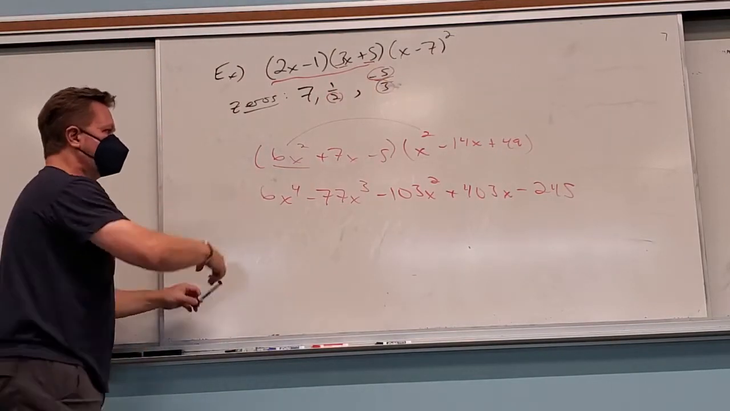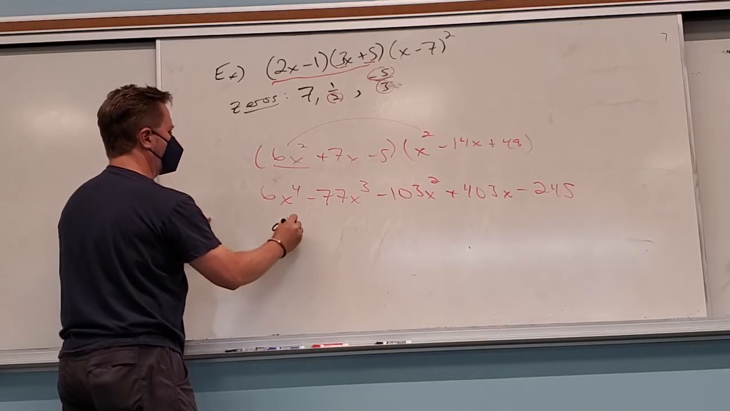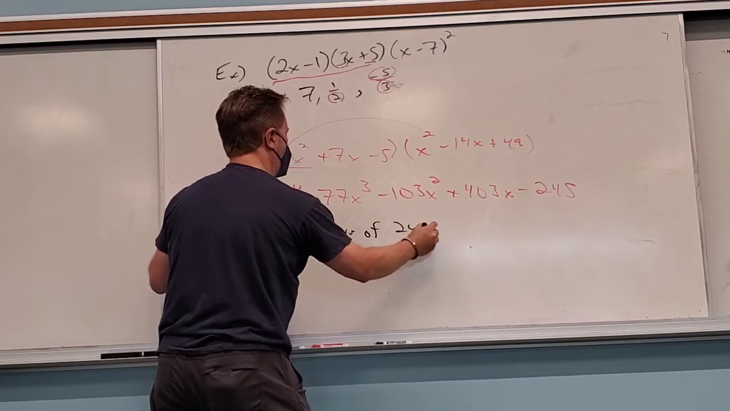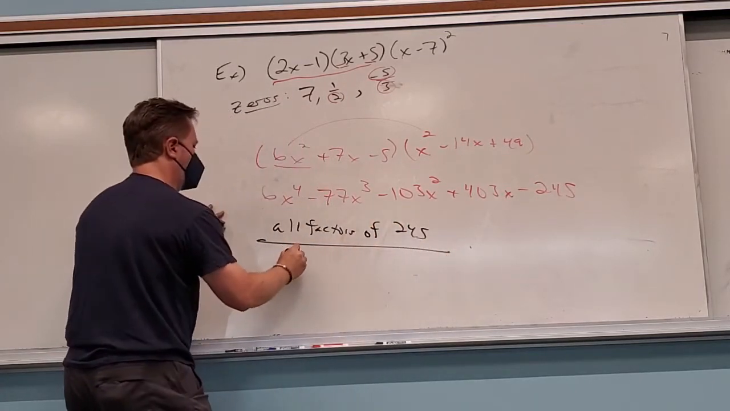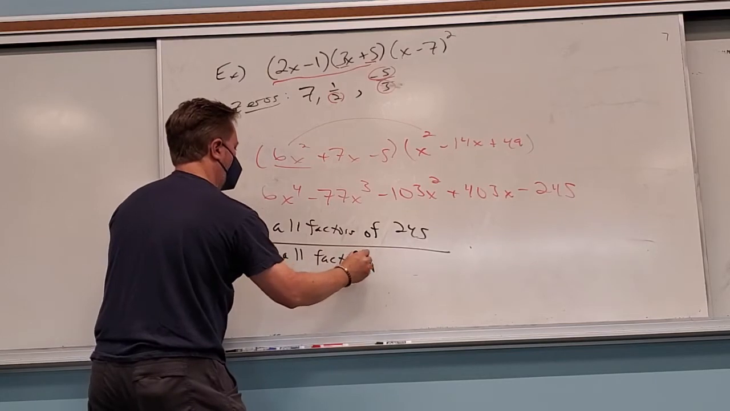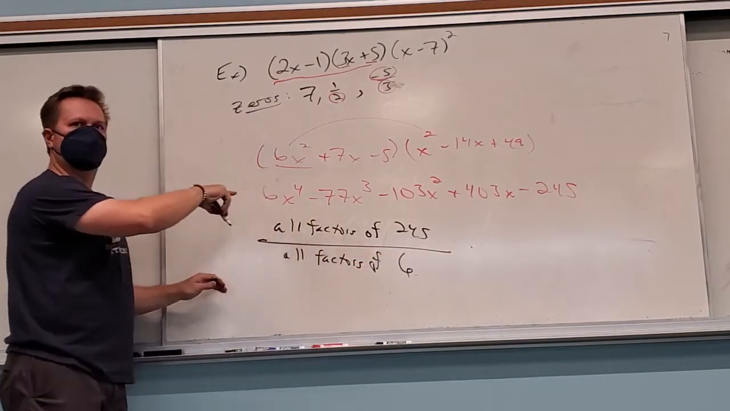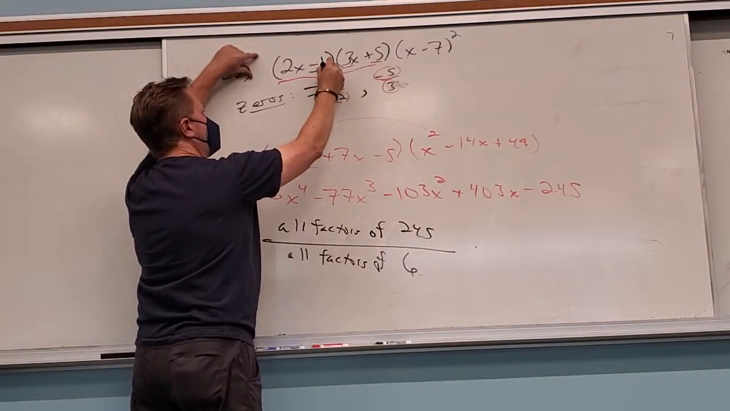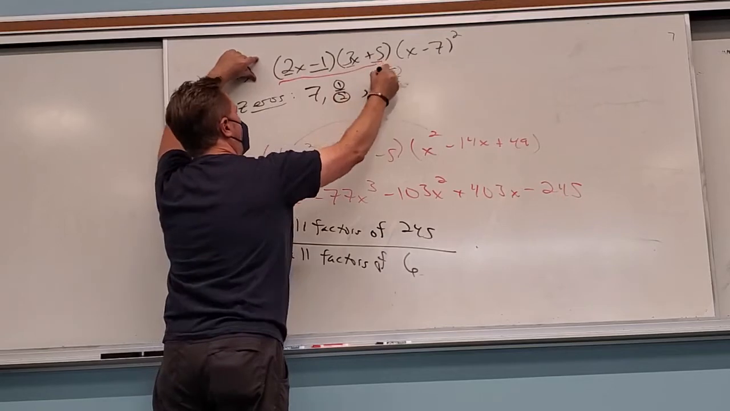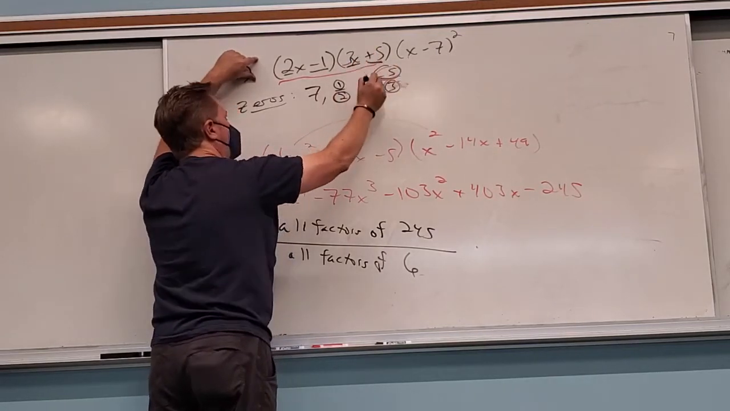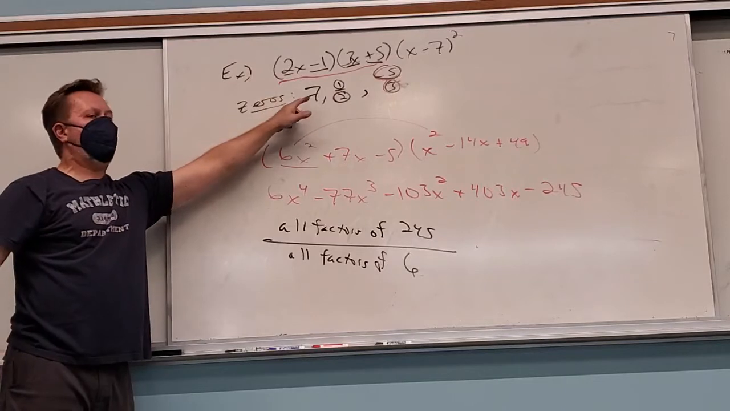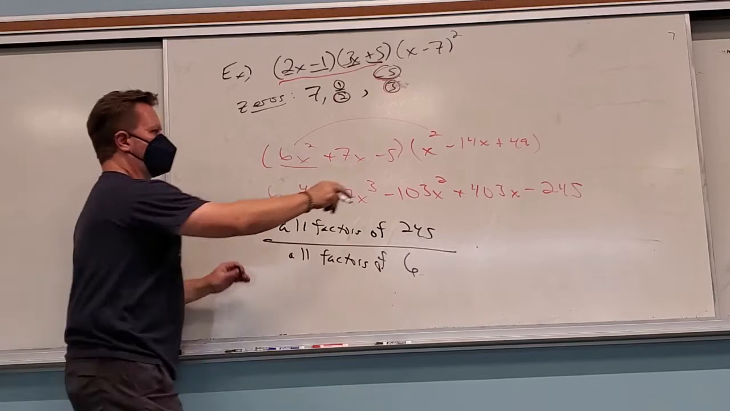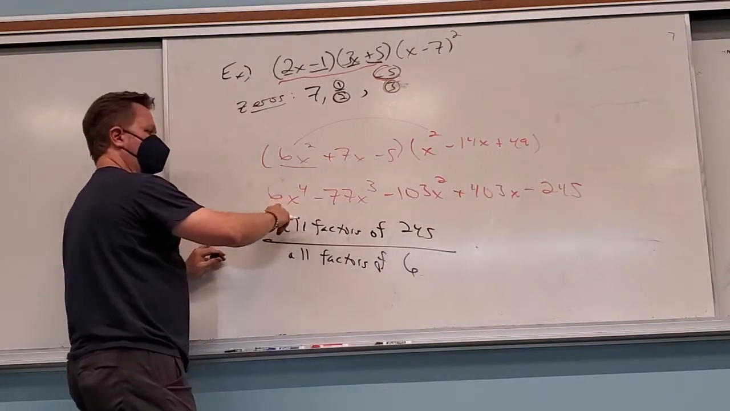So, when I go to make the list here, it's going to be all factors of 245 divided by all factors of 6. I really want this to make sense because where did this answer come from? The 1 came from the last guy. The 2 came from the first guy. The negative 5 came from the last guy. The 3 came from the first guy. So those are the actual answers. But if I want the list of possible answers, I take all the factors of the last guy divided by all the factors of the first guy.